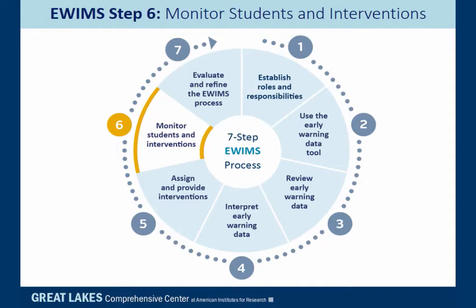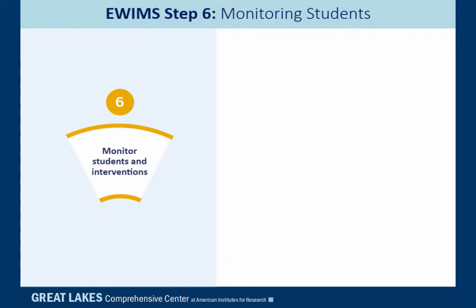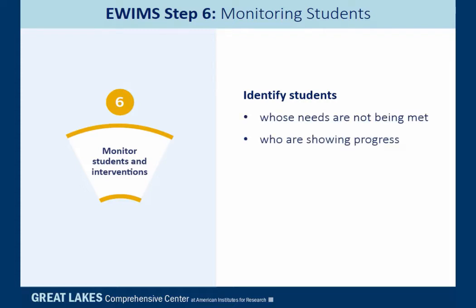In this step, the EWIMS team evaluates the impact of interventions on individual students and groups of students with common needs. Monitoring student progress involves reviewing flagged students and looking for evidence of progress. By monitoring red flags, the team identifies students or groups of students whose needs are not being met, students who are showing progress, and students who are no longer struggling, as well as patterns across these groups. Then the team can revisit steps 3, 4, and 5 to make necessary course corrections.